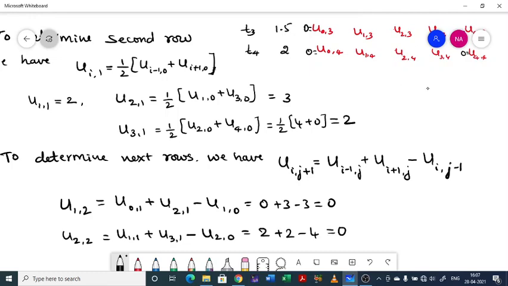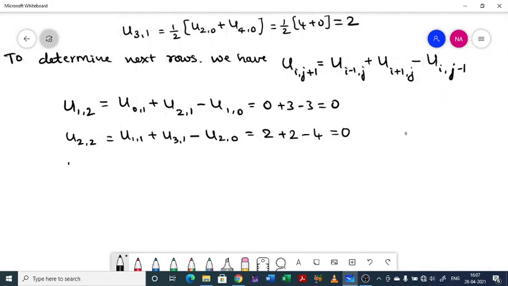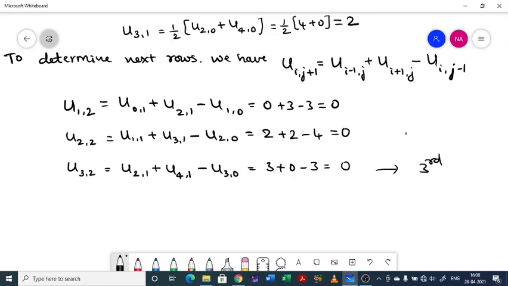u3, 2, it will be u2, 1 plus u4, 1 minus u3, 0. So this will be 3 plus 0 minus 3. So we'll be getting 0. This completes third row actually. Yes, third row. Next, fourth row we have to determine.